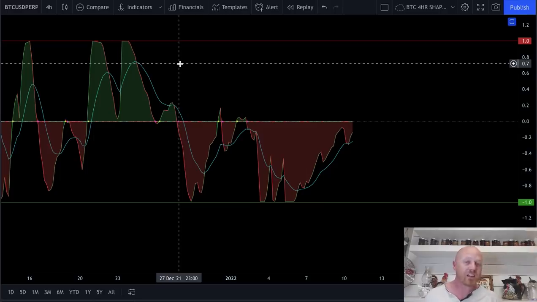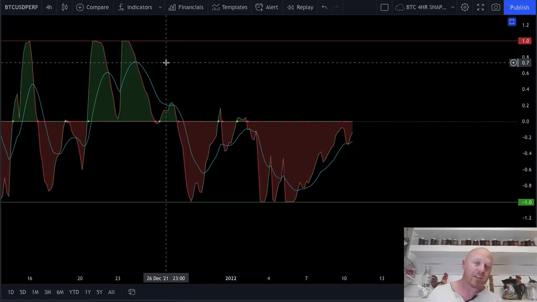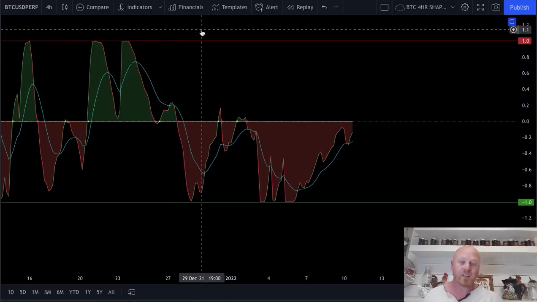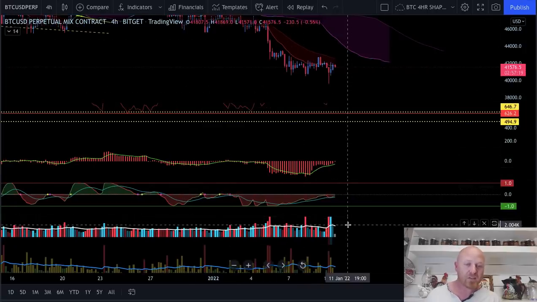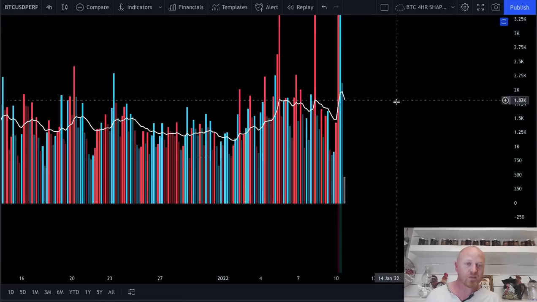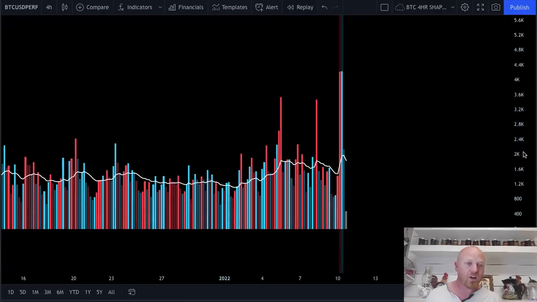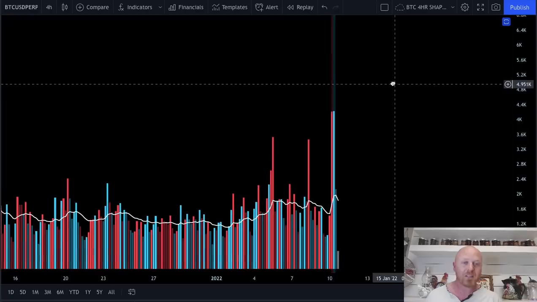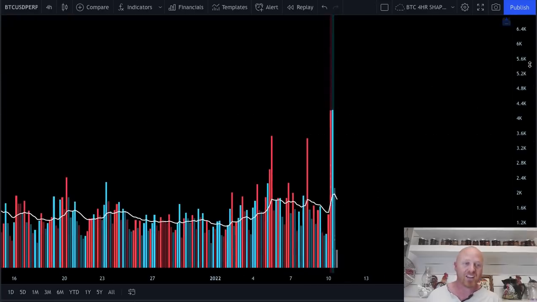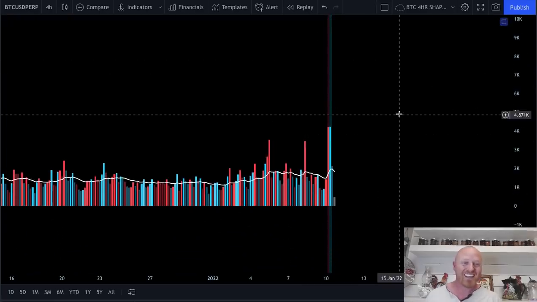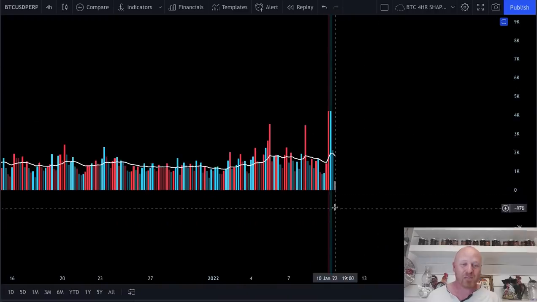Wyckoff method, guys, the composite man. View the market as a single operator manipulating the market against you. Let's go ahead and look at this again. So I used a bunch of different volume indicators here, guys, just to look at some different volume trends. And of course, this is relative volume. So the smart volume indicator showing relative volume, meaning how much is this volume right here out of trend? And as you can see, that volume is greatly out of trend, both buying and selling.